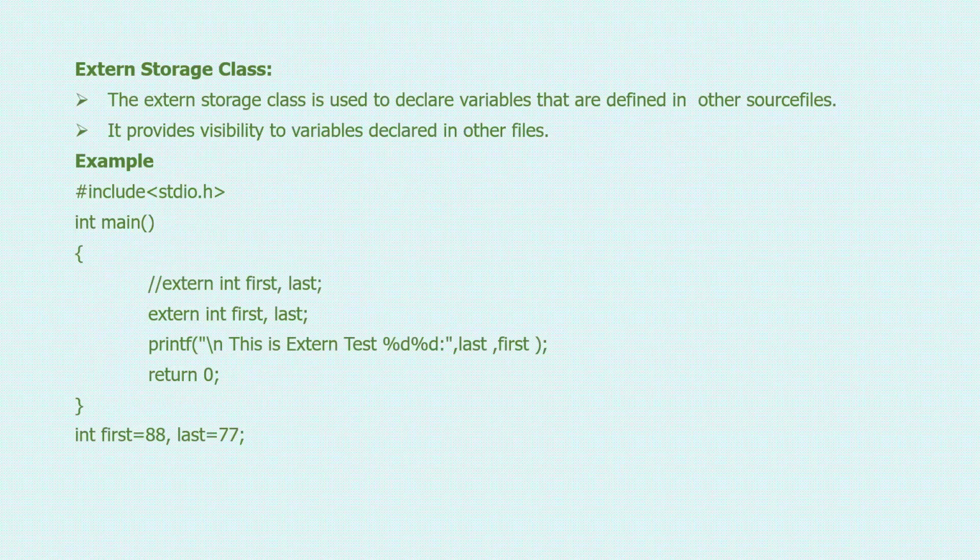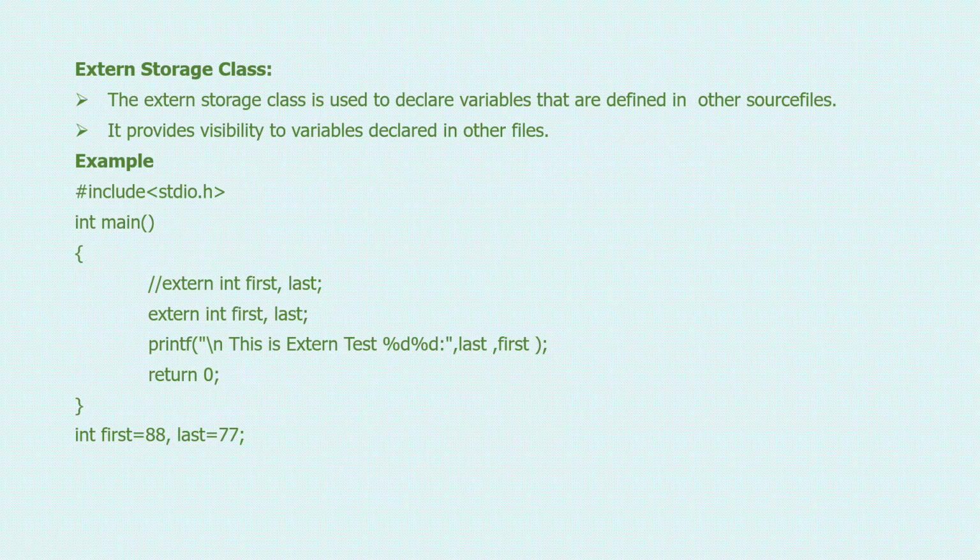Next one is the external storage class. It is a global variable declaration. So the external storage class is used to declare variables that are defined in another source file. It provides visibility to variables declared in other files. Example, here we have two variables, first and last. They are external variables. So here we have extern test last comma first. So those values are displayed here. First is equal to 88, last is equal to 77.